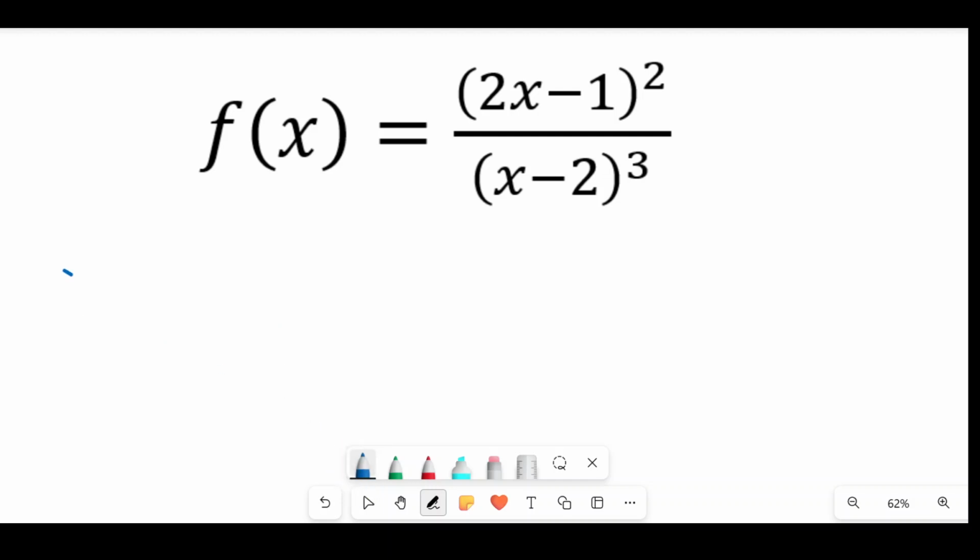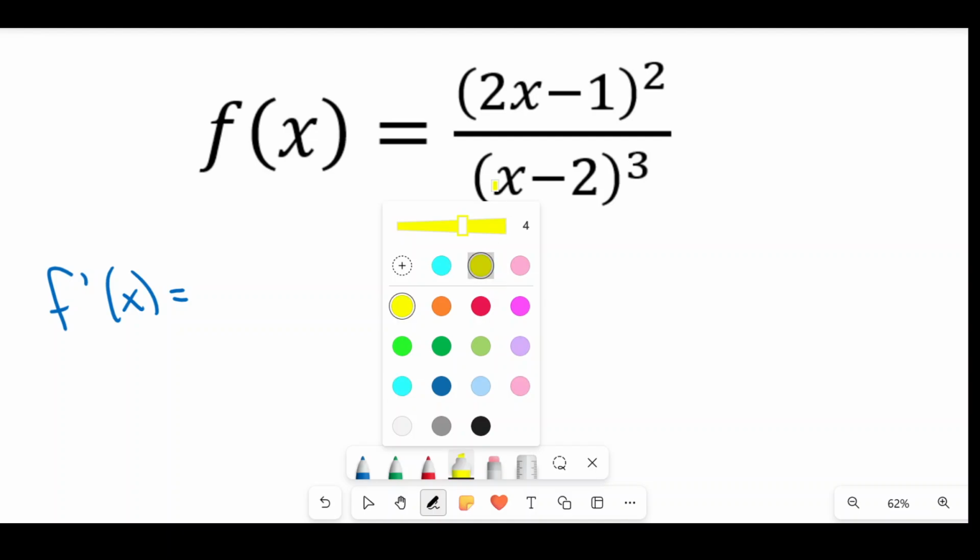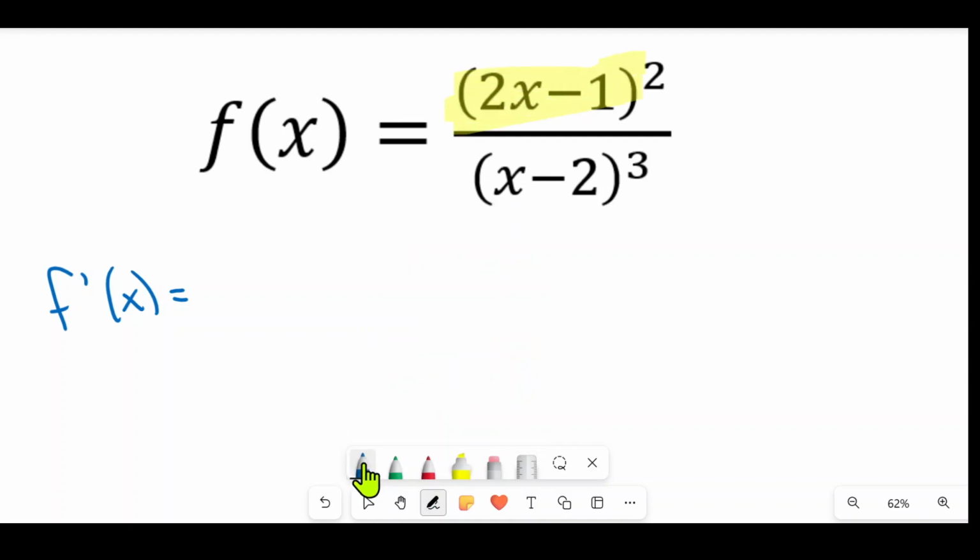So the rule says the derivative of the top times the bottom minus derivative of the bottom times the top, divided by the bottom squared. So let's take the derivative of the top function. There's the top function. So the derivative of the top.